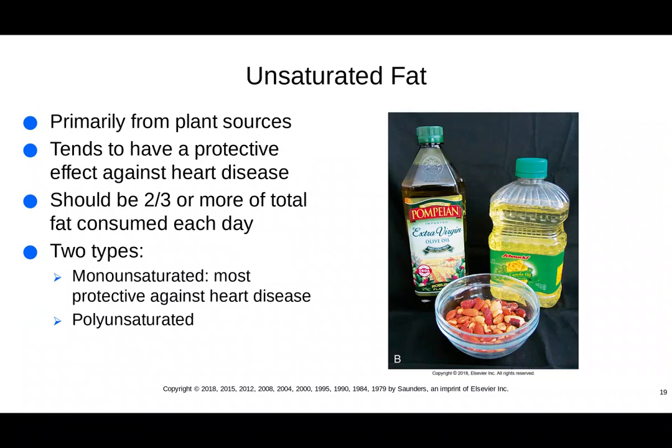Unsaturated fat is primarily from plant sources, and they tend to have a protective effect against heart disease, which is the opposite of the saturated fats. And these should be two-thirds or more of the total fat consumed each day. There are two types: monounsaturated, which is the most protective against heart disease, and then polyunsaturated. So remember, mono is one and poly is multiple.